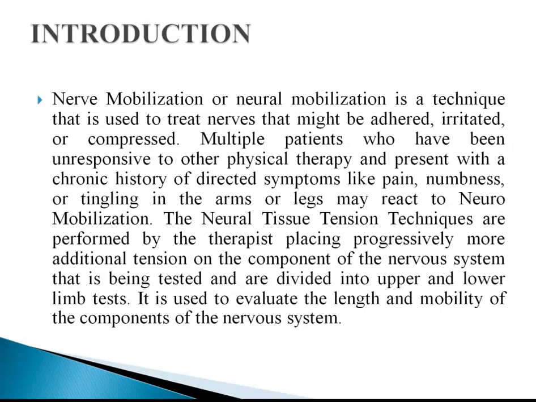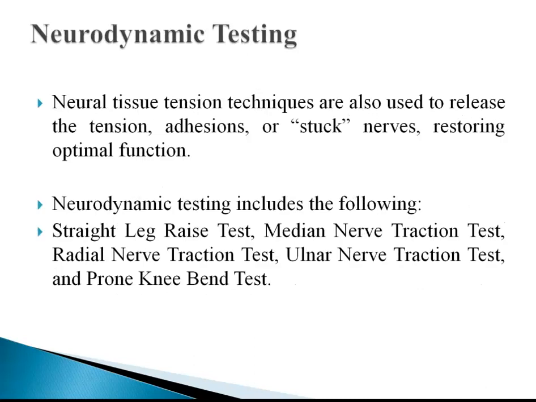they might respond to this neural mobilization. The neural tissue tension techniques are performed by the physiotherapist, placing progressively more additional tension on the component of the nervous system that is being tested. It has been classified into two. One is the upper limb tension test and the other one is the lower limb tension test. It is used to evaluate the length and the mobility of the components of the nervous system. Basically, neural tension techniques are also used to release the tension, adhesions, or the stuck nerves, thereby restoring the optimal function.